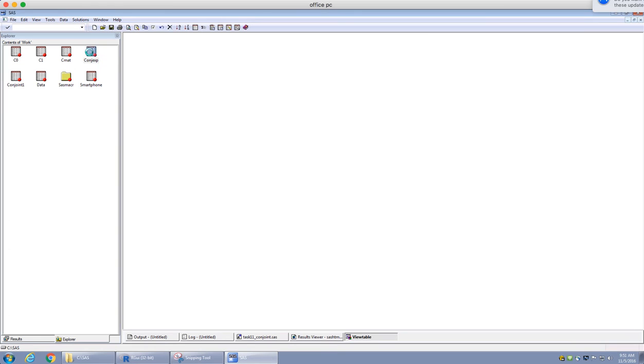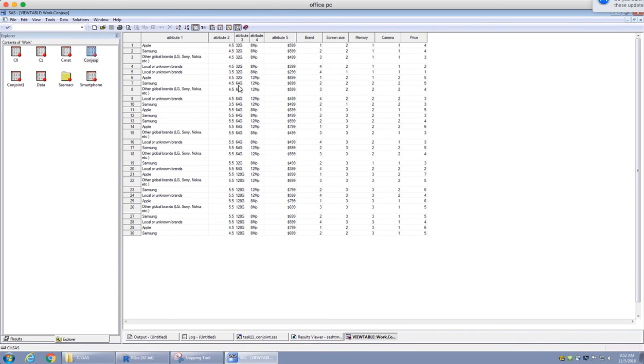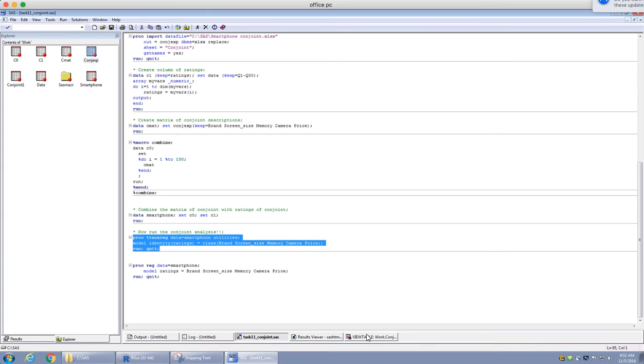Okay, if I open this, you probably noticed that the local or unknown brand was 4. It seems that that is the one that was least preferred, and 1 was Apple, and 2 was Samsung, and other global brands were 3.